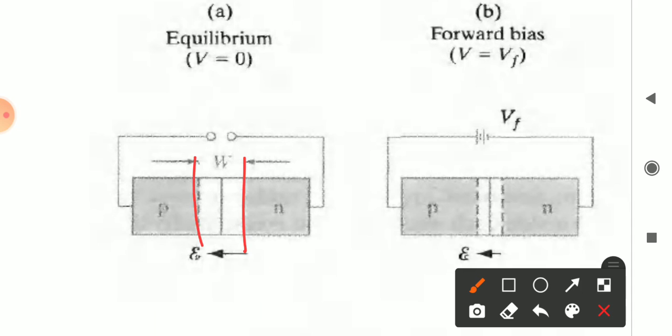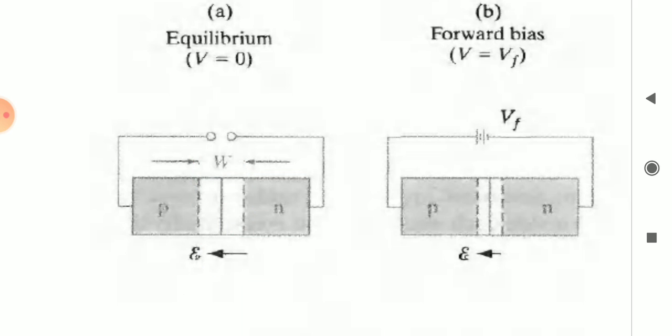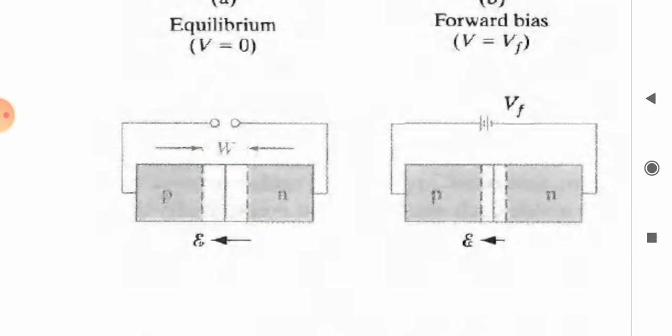If this is the N region, positive ions are formed over here in the depletion region. If this is the P region, negative ions are formed, that we studied in the previous slide. So always the electric field is from positive to negative. That's why the direction is given in this way. Understood? Next one. So this is about the junction at equilibrium.